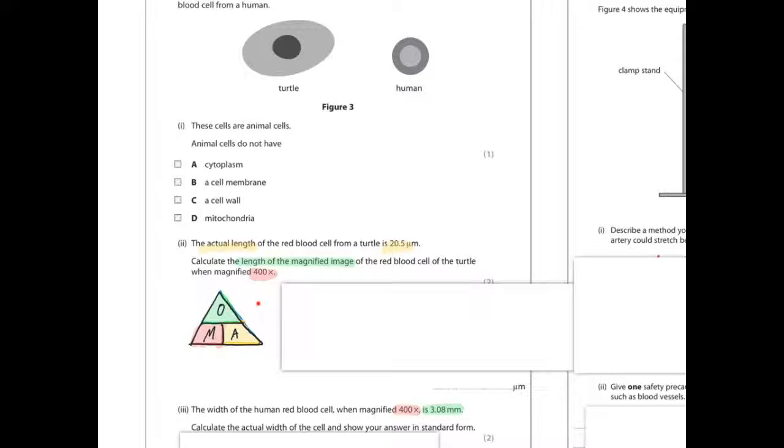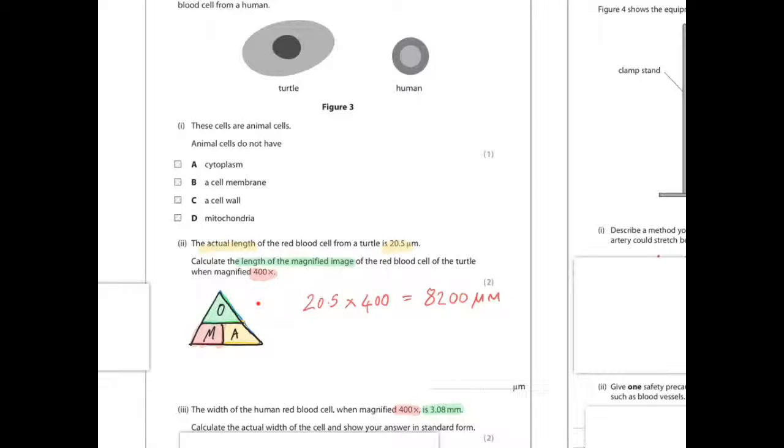So if we look at the formula, if we look at this triangle here, the OMA triangle, observed is above. Normally I wouldn't use triangles, but for biology there's not many equations, and this one's easy to remember, so OMA. Length is above, that's what we need to find out. So this is a multiplication line, this is a divide line. By covering this up, we can see that if we multiply magnification by actual length, we will get the observed. So let's move that aside. 20.5 times 400 will give you 8,200 micrometers.